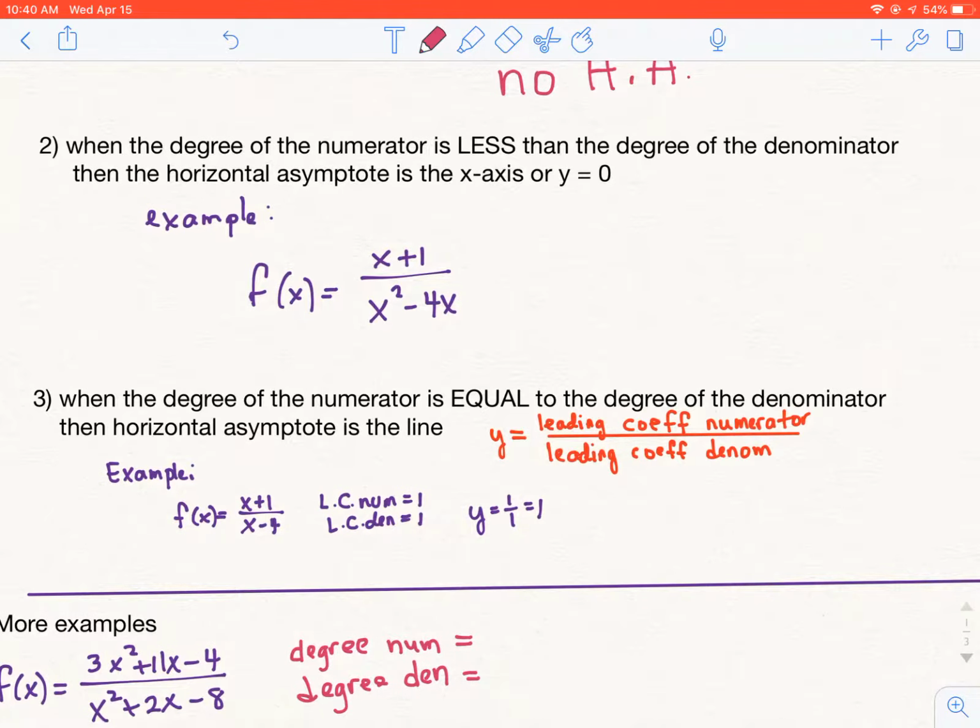All right, rule number 2, if the degree of the numerator is less than the degree of the denominator, okay? So this time I look at the top, the numerator is again x plus 1. I just flip these over, so the degree of the numerator is 1, and then the degree of the denominator is 2. So when that happens, y equals 0, or the x-axis, is our horizontal asymptote, okay?